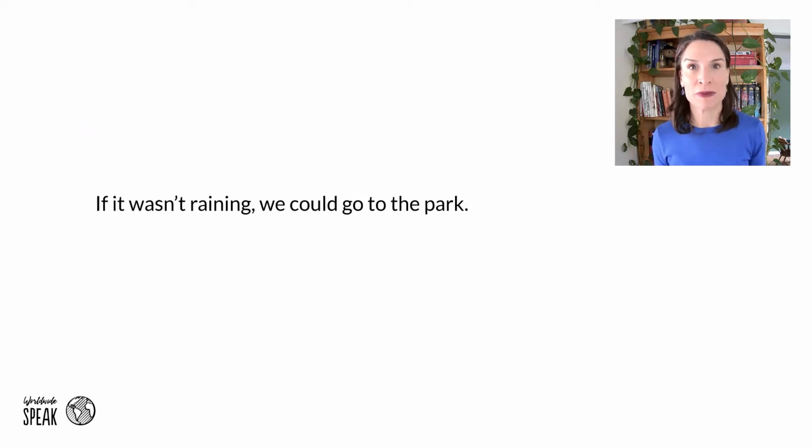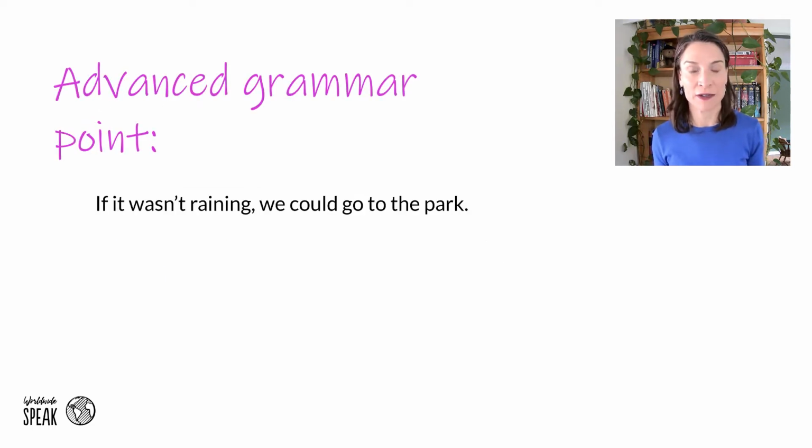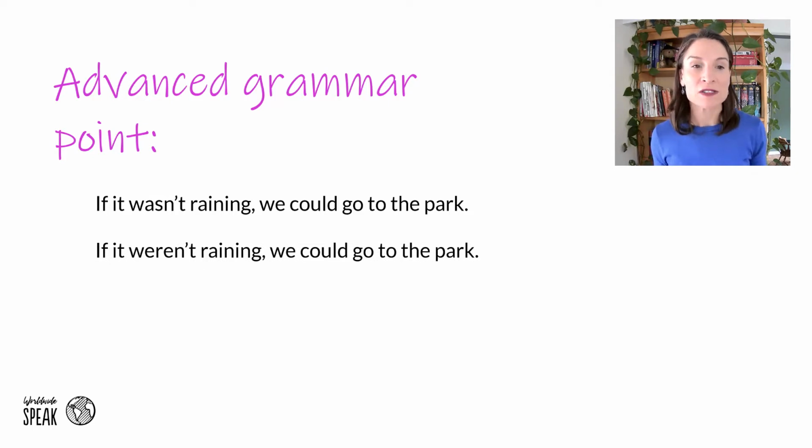So I asked you to remember this sentence. If it wasn't raining, we could go to the park. So here's more of an advanced point about second conditional that I want to show you. So I have two sentences here. If it wasn't raining, we could go to the park. If it weren't raining, we could go to the park.